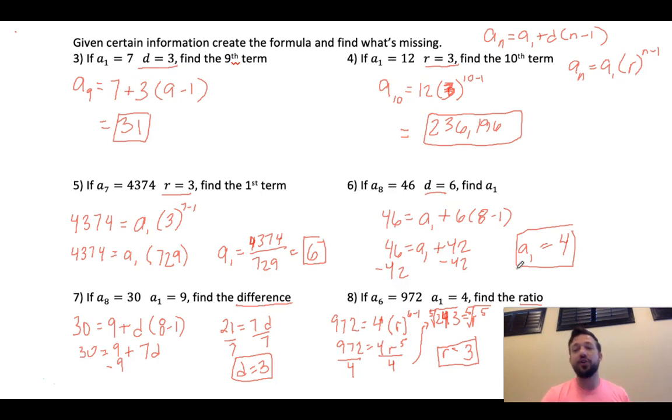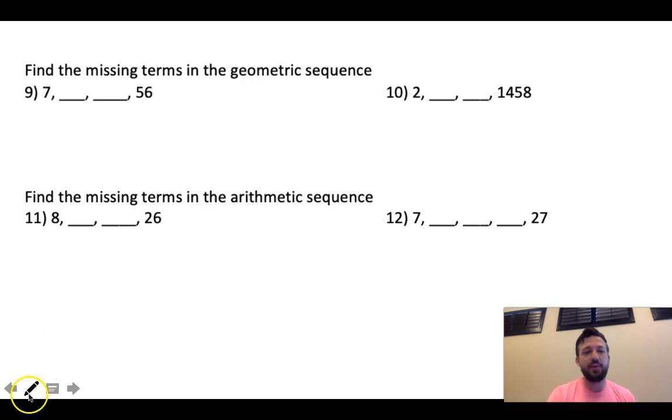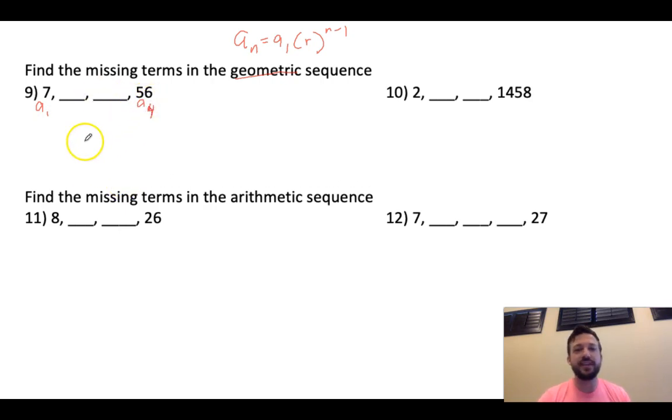Okay, and going on to the last part here, which is very similar to the part that we just did. It says, find the missing terms in the geometric sequence. Since we know it's a geometric sequence, we can use a_n equals a_1 times the ratio to the n minus 1, right? We have this is a_1, this is a_4. It looks like a 9 again. That's a_4, right? So let's do this.